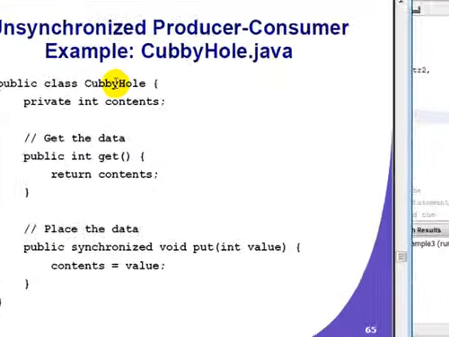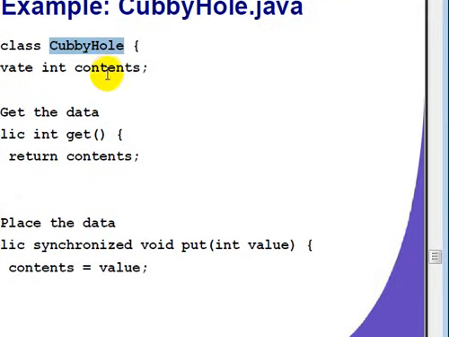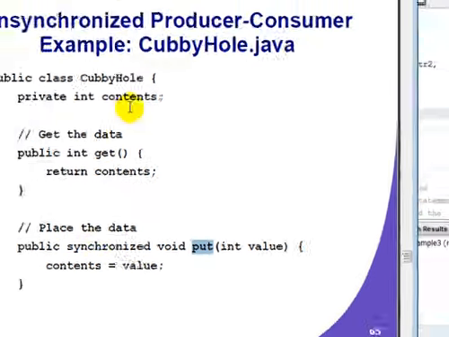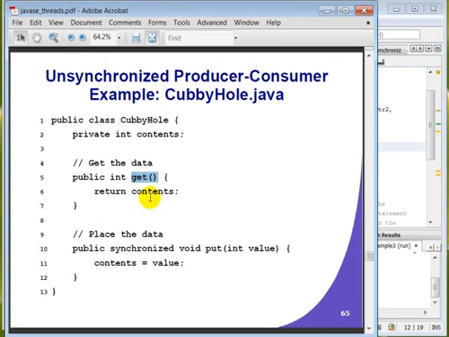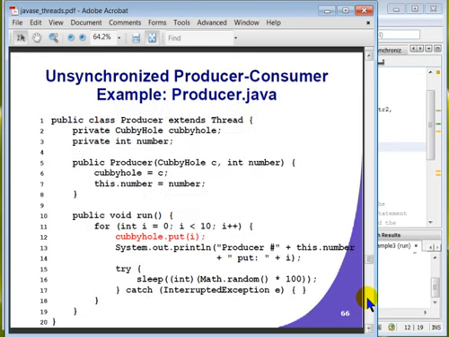So we have a very simple class called the Cubbyhole. And this is the data area called contents. It's just an int variable. Then we have a getter method, a get method, which just returns this int variable. And then we have a put method that is used by the producer to place the number into contents. And get is used by the consumer thread to get the number. Again, this is not the case where we have communication between these two threads.